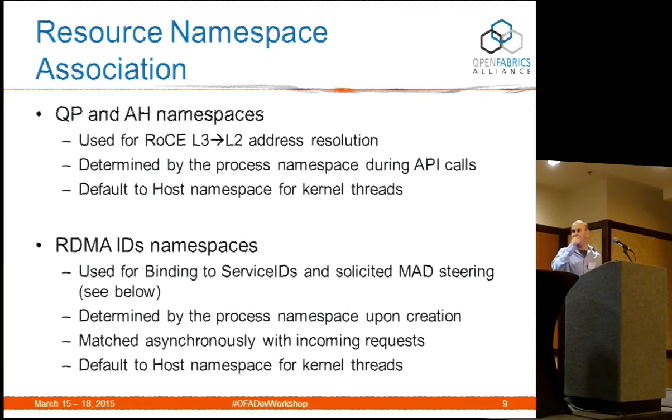So when do we do these namespace associations? QPs and address channels don't need to be associated during their whole lifetime. Whenever I process a system call, I just look at the namespace of the calling process and do the proper resolution within that context. Regarding RDMA IDs, I do need to save those, because RDMA IDs could be bound to an IP address. When a packet comes in, I want to make sure that it's accepted only by interfaces that reside within the same namespace in which that RDMA ID was created. So it does have to be associated with a namespace.